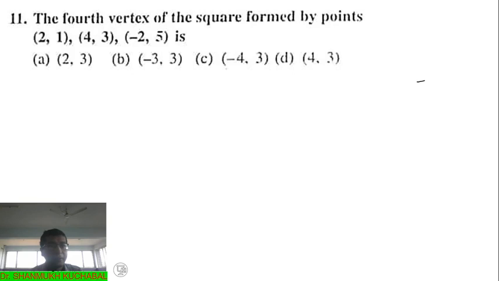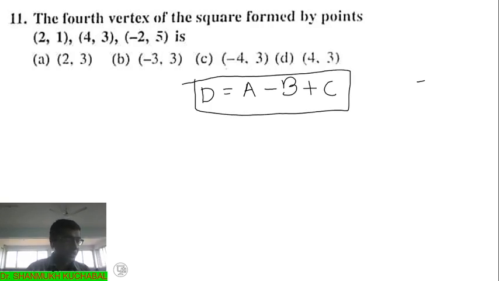Move to our next example, example number 11. The fourth vertex of the square formed by points (2, 1), (4, 3), (-2, 5) is, okay, so we will go through one note. The fourth vertex of a square formed by the 3 points is given by the expression D equal to A minus B plus C. This is an important note, you have to remember this.